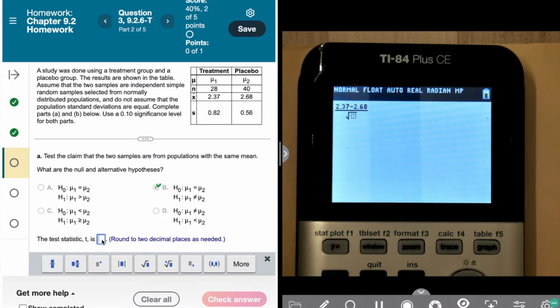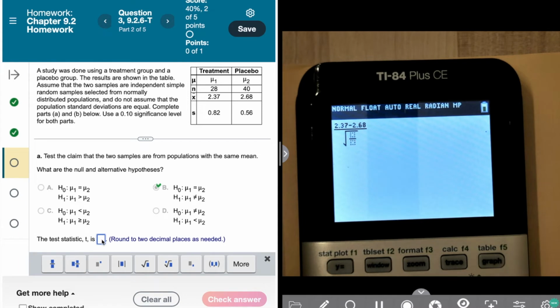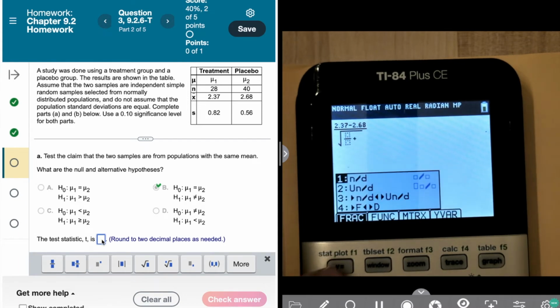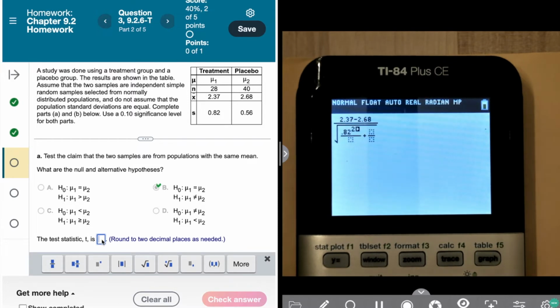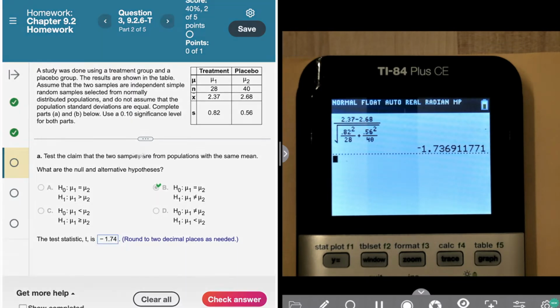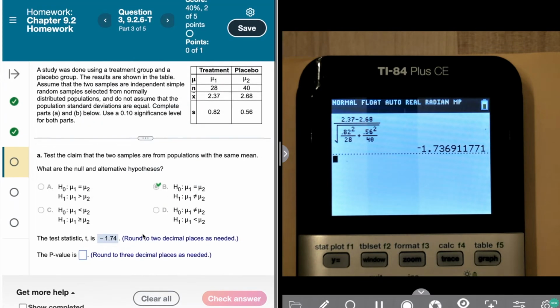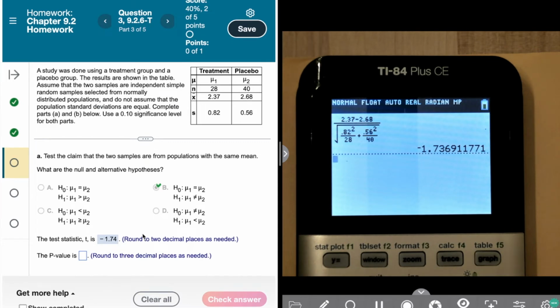We then have the square root of another fraction plus another fraction: standard deviation 1 squared divided by the population size of 28, plus standard deviation 2 squared divided by the size of population 2. All right, and there's my test statistic, negative 1.74 when I round that to 2 decimal places. All right, and now the question is, what's the p-value? And we're going to do the hard work of calculating the p-value.